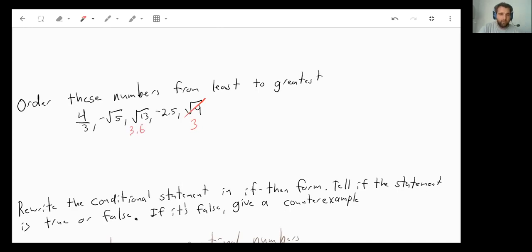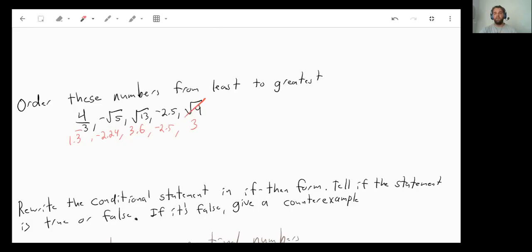The negative square root of 5, well, according to the calculator, it's going to be a negative 2.24. And then we also have that negative 2.5. And 4/3 is going to be 1.3 repeating.